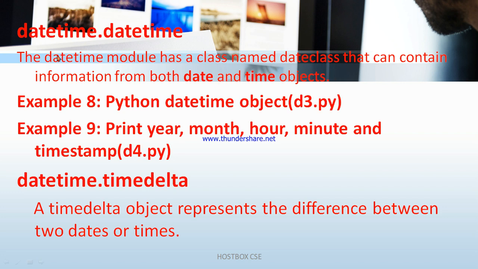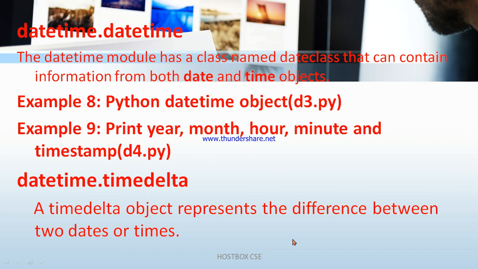Let's go through another few programs and continue and finish the session. So the next method is datetime. Here this module has a class called datetime that can contain information from both date and time objects. So it's very easy and simple. Now example program, example 8, is to print the datetime object. The program name is d3.py, and it tries to print the datetime with the object information, followed by example 9, where it will print the year, month, hour, minute and timestamp also.